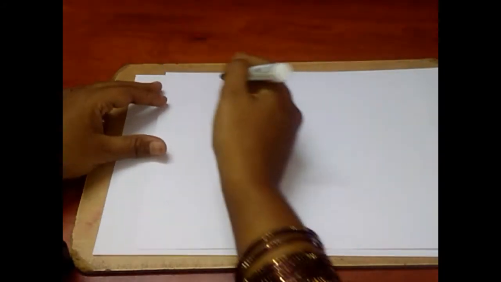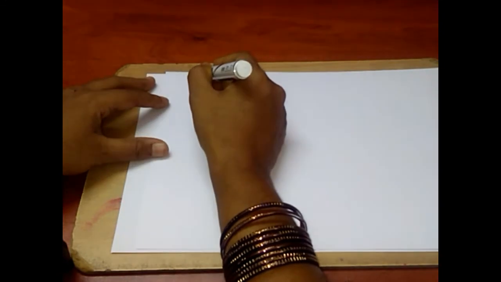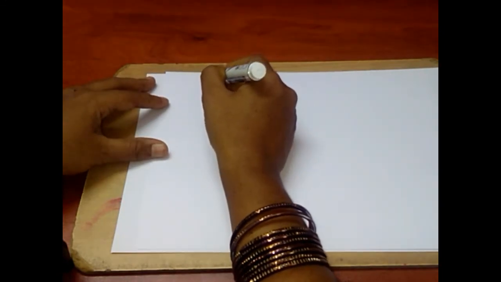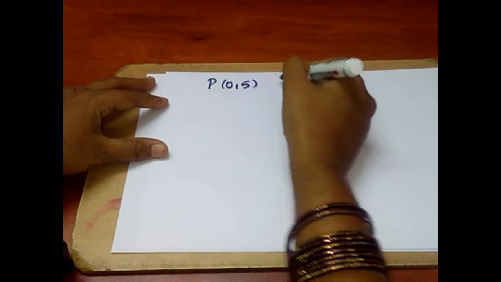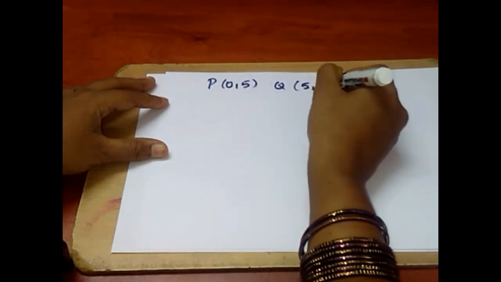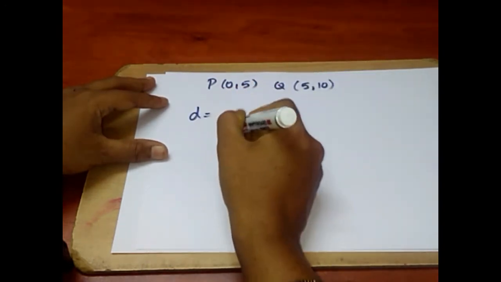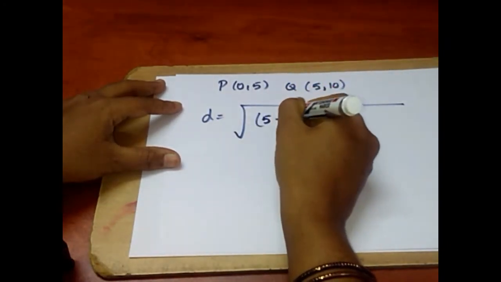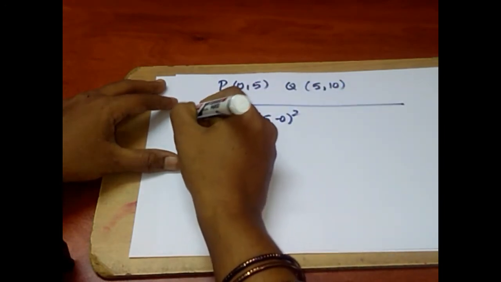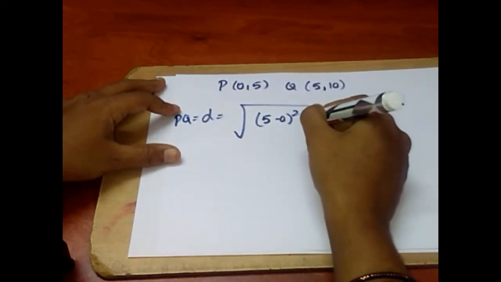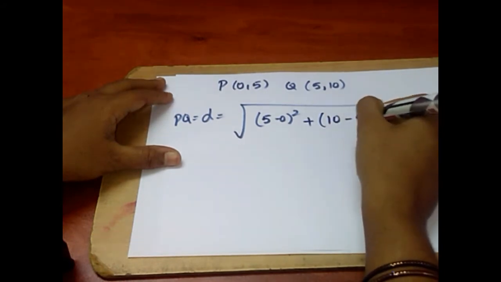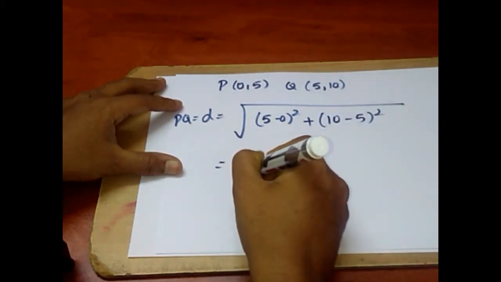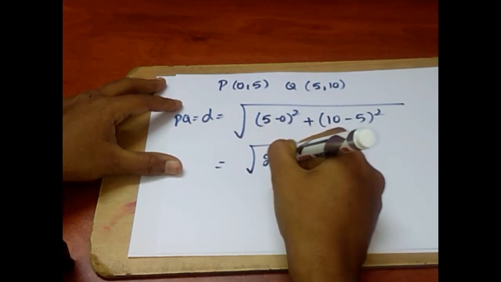So let us consider the first side, that is PQ. Procedure is same. You may feel like writing these repeated steps the same number of times. No problem, you have to write. P is 0,5, Q is 5,10. So I'll directly move into the formula. So x2 minus x1, 5 minus 0 whole square, I am calculating the measure of PQ, plus y2 minus y1 whole square. So 5 minus 0 is 5, 5 square is 25.